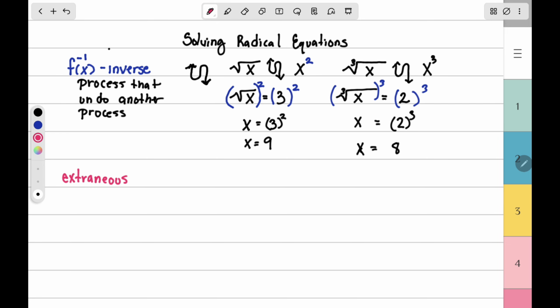These are results that are outside of the solution.